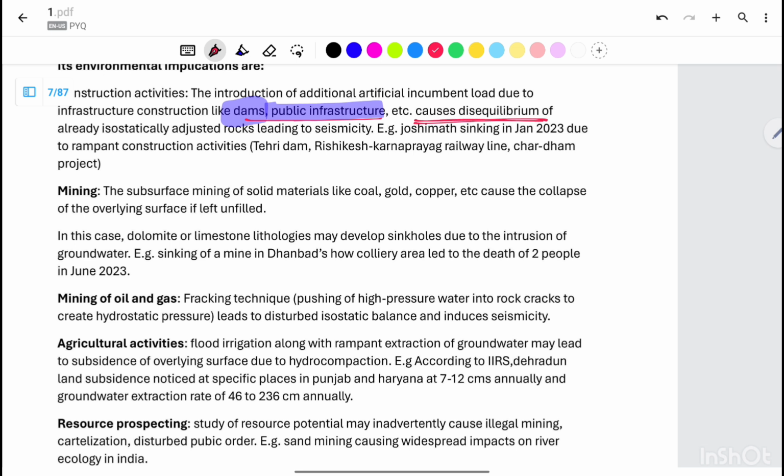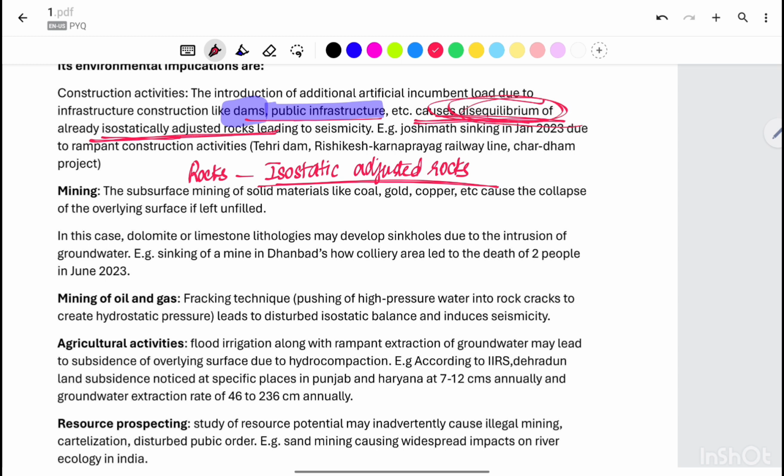It causes the disequilibrium of already isostatically adjusted rocks. The rocks are having isostatic adjustment. This affects the equilibrium of isostatically adjusted rocks, leading to seismicity.